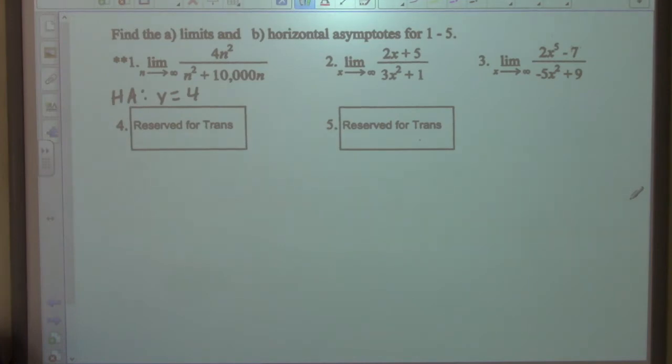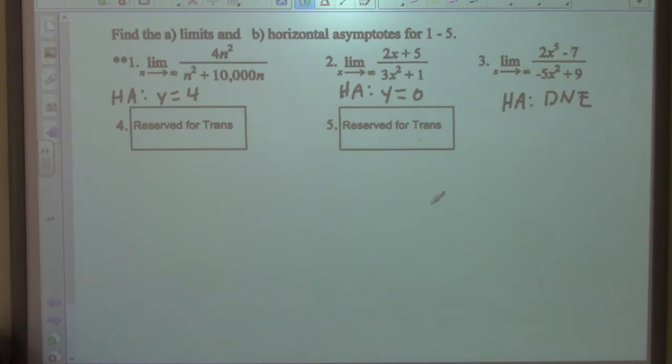And now for problem 2, this one right here, what is this one for a horizontal asymptote? So it's going to be y is equal to? 0. And the last one, 3, limit of x approaches infinity of 2x to the 5th minus 7 over negative Botu. So what's this going to be? Horizontal asymptote? Yeah, horizontal asymptote does not exist. We don't have a horizontal asymptote. Okay?